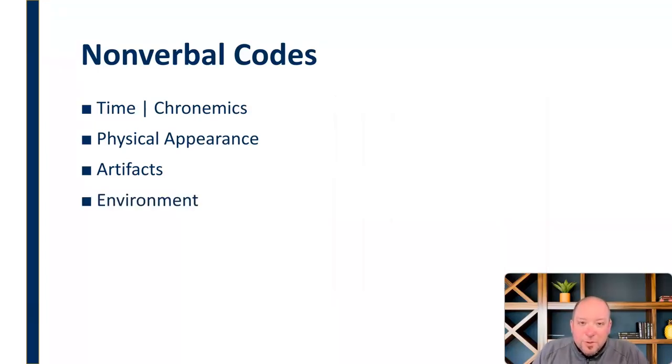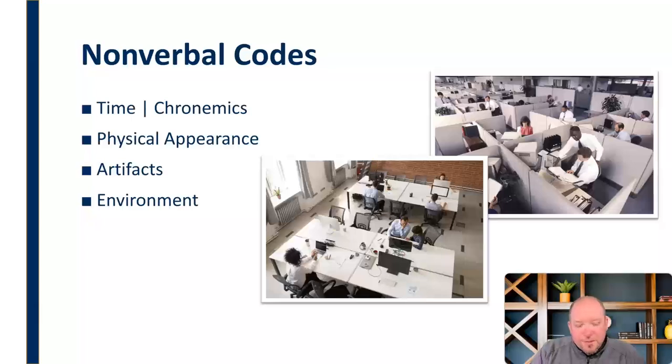Environment is another nonverbal code. We use the environment around us to express ourselves and to identify what a situation is. So even if you just think about a workplace, the comparison between an open workspace as opposed to a cubicle farm, right? What does that tell you about that workplace, about the expectations of those employees, how they are to communicate and work together, and what the situation is?